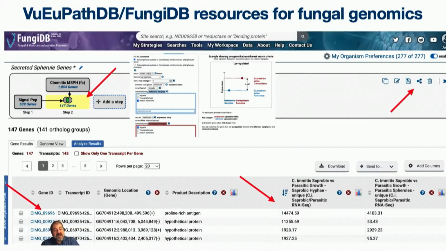Here's an example query that's not really asking a question about the CNV project, but where we've taken a query for all the proteins that are signal peptides that are likely to be secreted, and then overlapped, or intersected, that with a set of genes that were predicted or identified to be upregulated in the spherules phase. And so the intersection between those is only 147 genes, and we can then look at that list of genes, we can sort it by expression levels and try to identify what those genes might be.